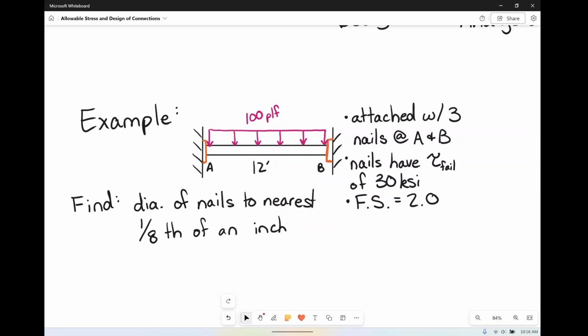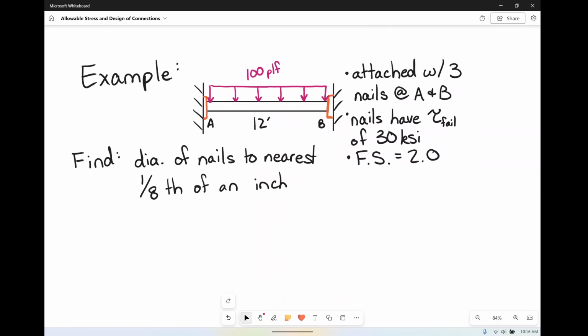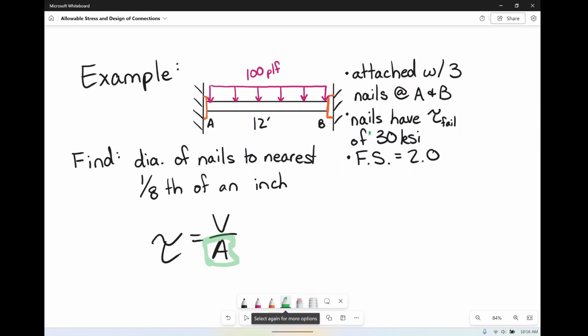We want to use a factor of safety of 2, and we want to know what's the diameter of the nails that we can use to the nearest eighth of an inch. All right, so step number 1 in doing this, we do actually need to know our load, right? So what is our load? If we're using our shear stress, that's going to be shear over area. And again, we want to find this area because we want to know the diameter of the nails.